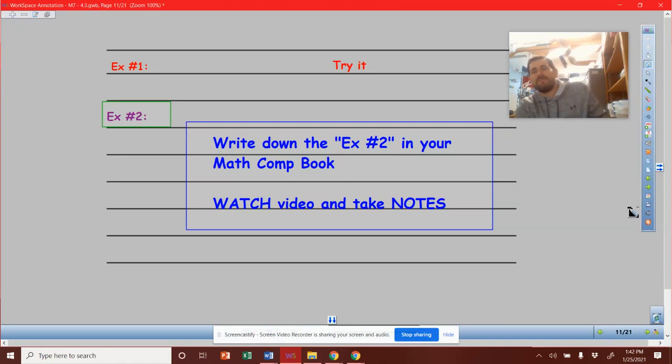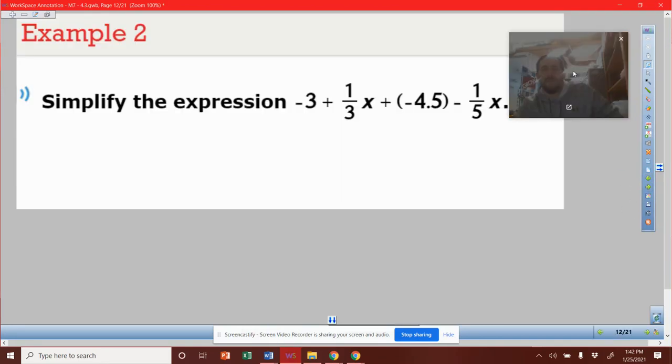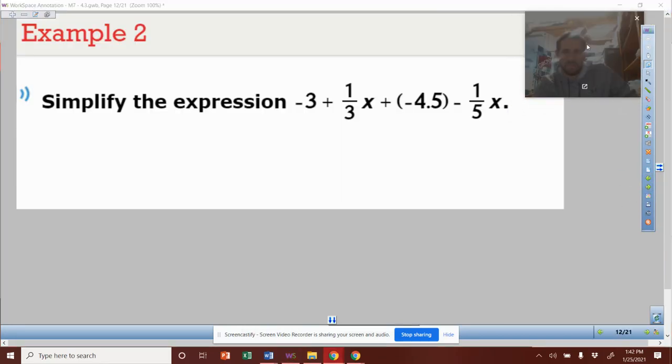All right, now we're looking at example 2. Boom. Yep, got plenty of space there. Okay, so now we're simplifying this expression.